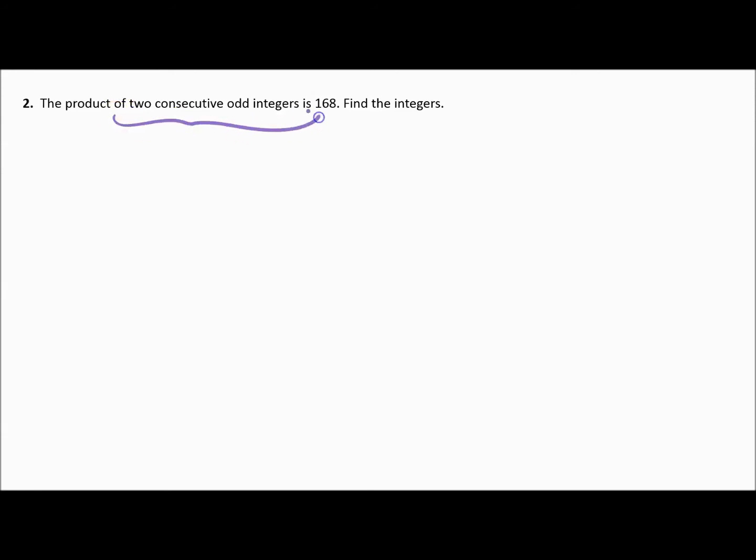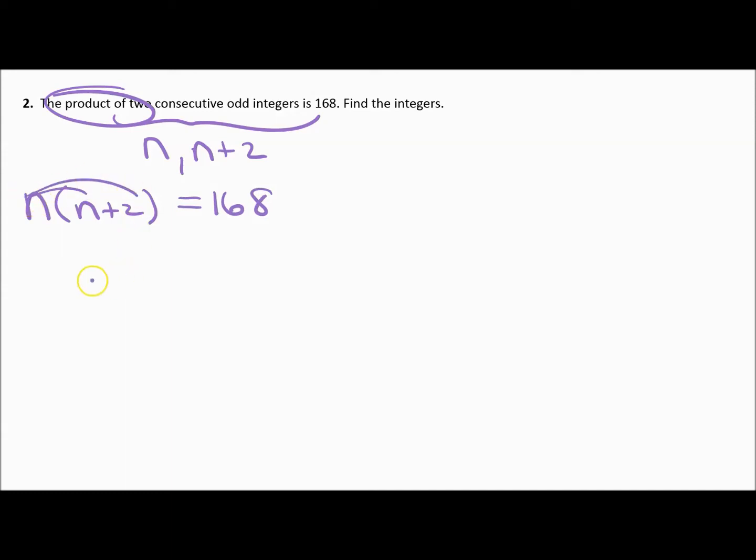Two consecutive odd integers means n and n plus 2. Product means multiply. So if I multiply n times n plus 2, that's going to equal 168. Now to simplify this, I need to distribute. I have n squared plus 2n is equal to 168.